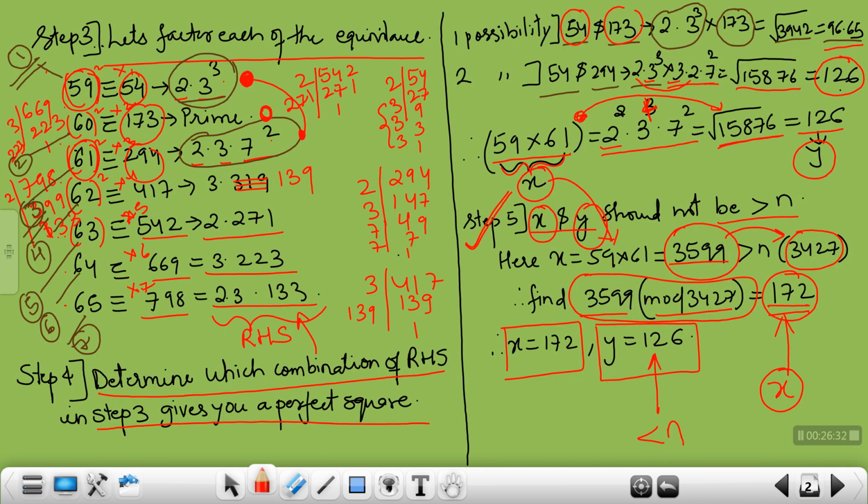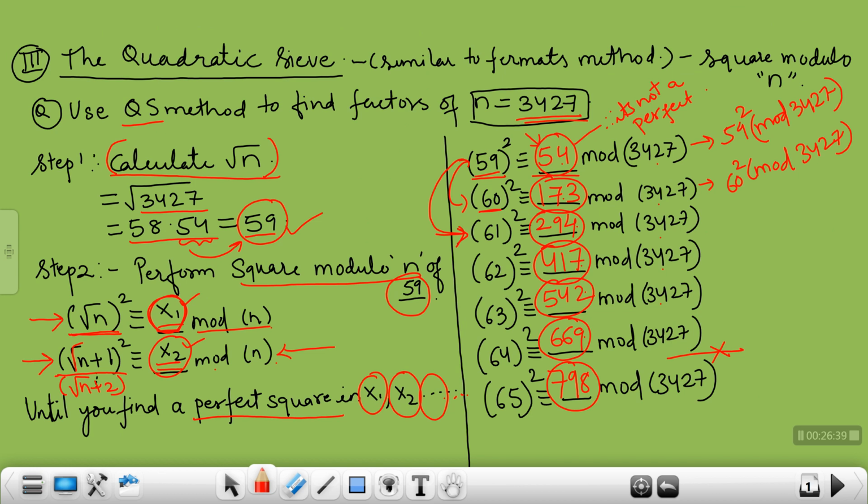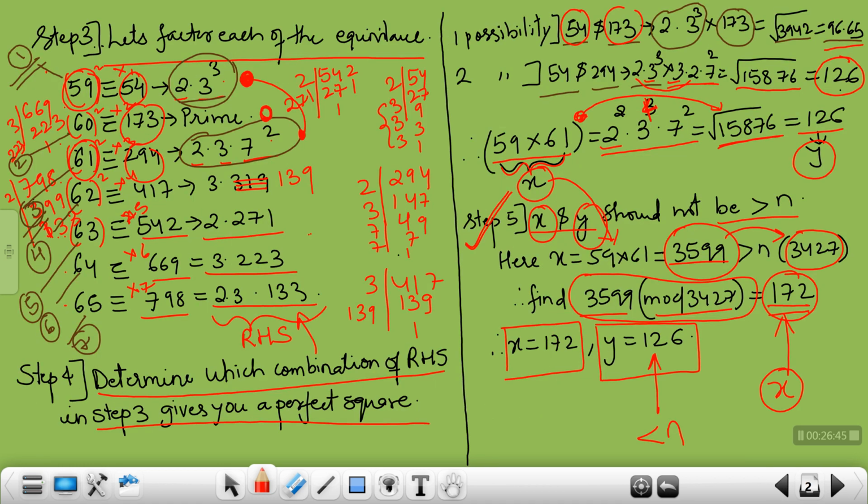Why did I do step number 3? I did step number 3 only because I was not getting a perfect square in step number 2. If you look over here, I was not getting a perfect square in any of these equations. That's why I did step number 3. So now I don't need to do step number 3. I have to jump directly to step number 4, because I have already got my perfect square.